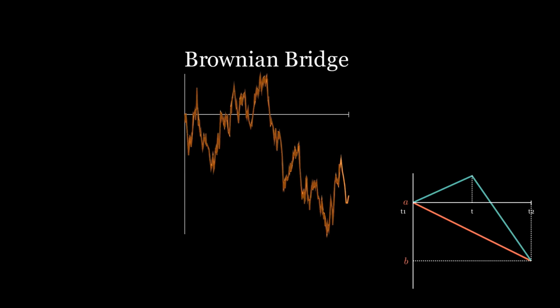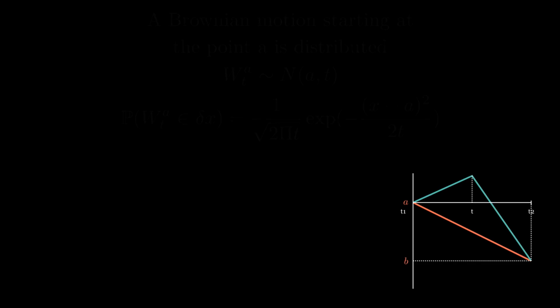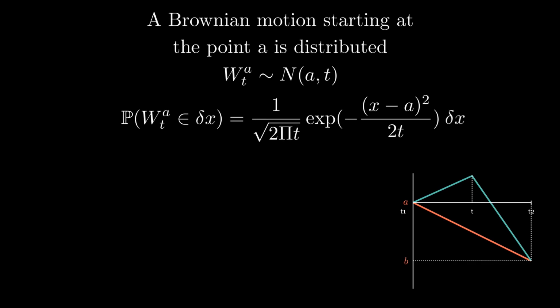In the rest of the video, we will derive the mean and variance of the Brownian bridge using Bayes' theorem. We will start a Brownian motion at the left point A of the Brownian bridge. The probability density of a Brownian motion starting at A is that of a normal distribution with mean A and variance t, the time elapsed. This probability density is the same as that of a standard Brownian motion, except we have an x minus a in the exponent instead of just an x.